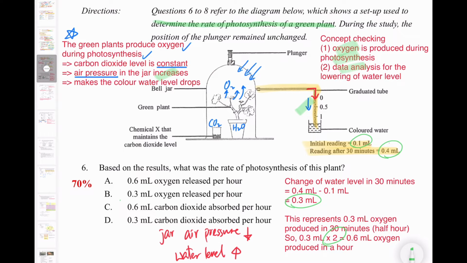So this data, what we got, is the lowering of the water level. So why does the water level drop? Let's take a look here. It's talking about the green plant. It produces oxygen during photosynthesis.